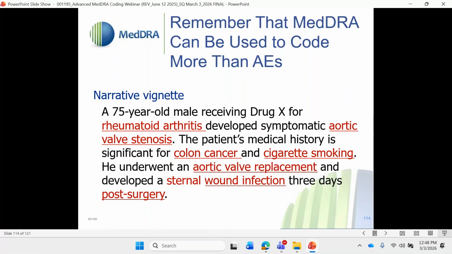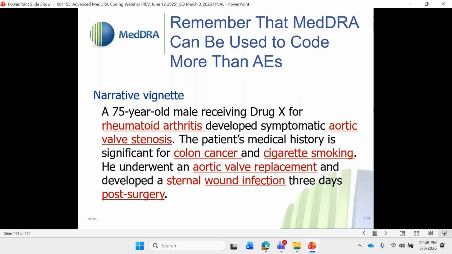And then, of course, he underwent an aortic valve replacement, which is a surgical medical procedure. We have lots and lots of terms in MedDRA for various surgical procedures, and he developed a sternal wound infection 3 days post-surgery. We have lots and lots of terms, as you saw in one of our previous coding examples, for post-surgical complications. In this case, it's a wound infection, post-surgical wound infection.